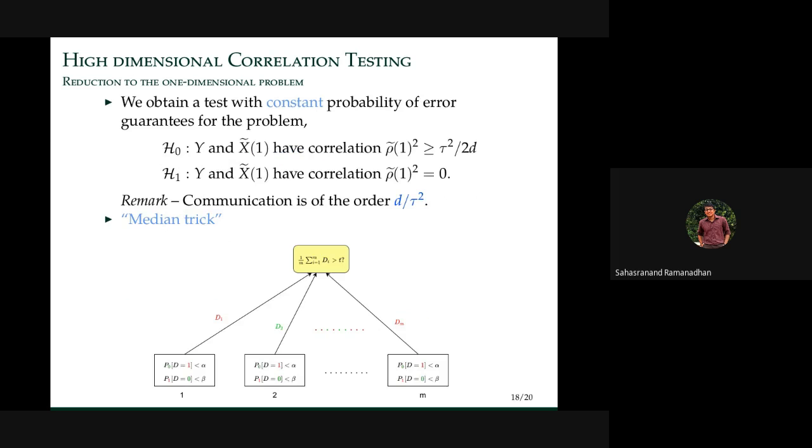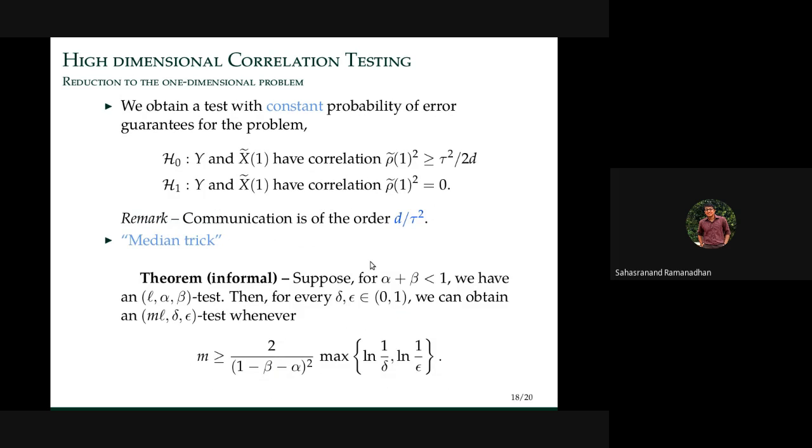We apply what is called a median trick. We construct several such tests, say little m of them, each of which has a constant probability of error guarantee, and we use all of their decisions and take the average of those decisions. So we can show this theorem which says that if you have a test which communicates L bits and has this alpha beta constant probability of error guarantee, then we can construct m such tests. So the communication is also m times L whenever this m is larger than a certain quantity here.